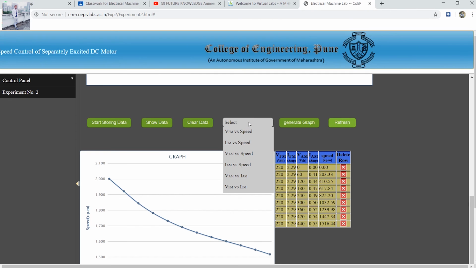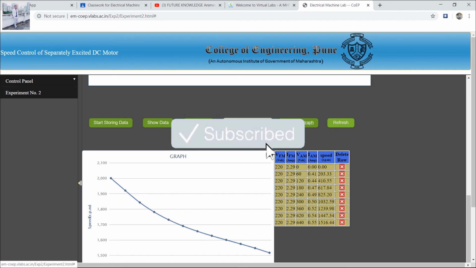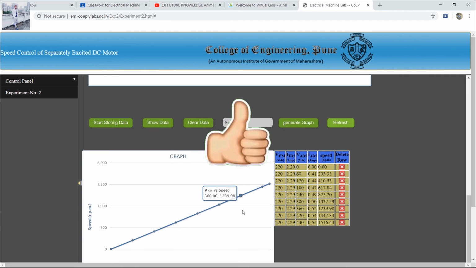Next, I will show you the graph of armature voltage versus speed, meaning armature voltage VM versus speed. Next, generate graph. You can see the graph.